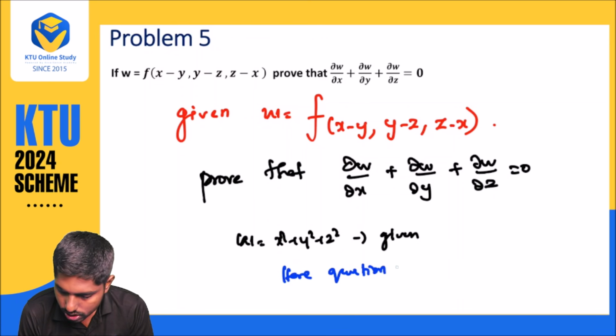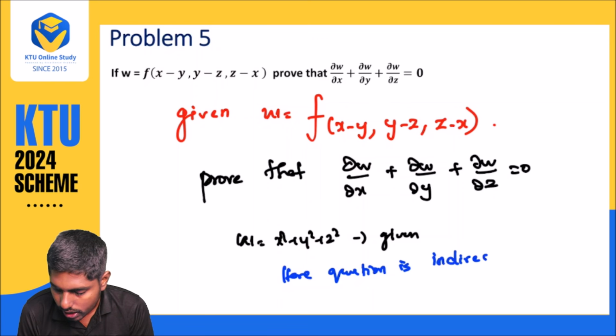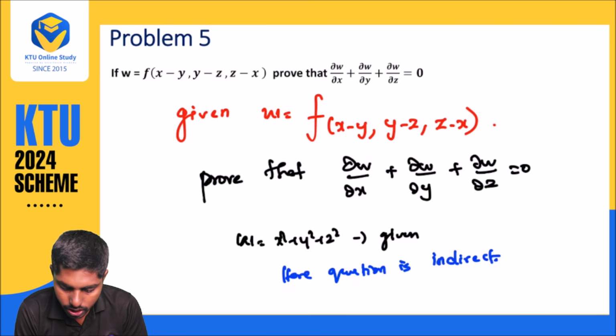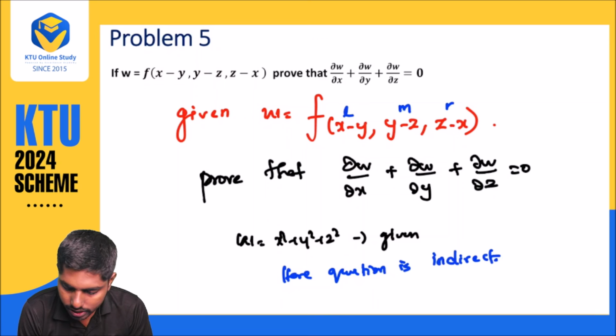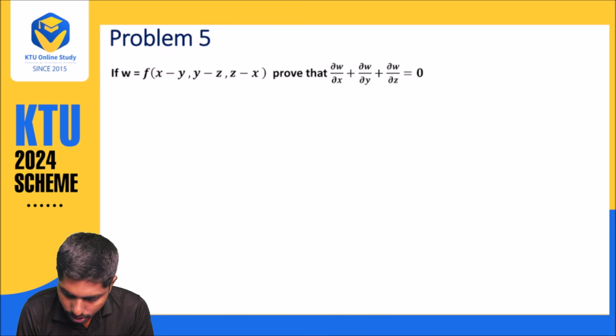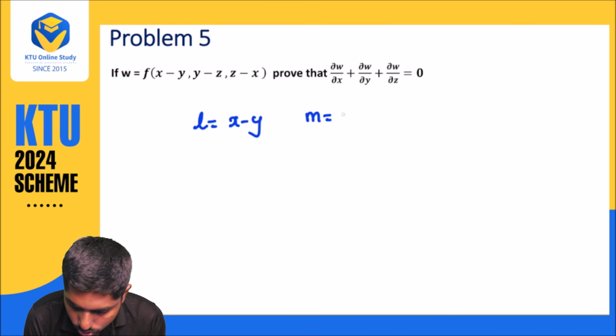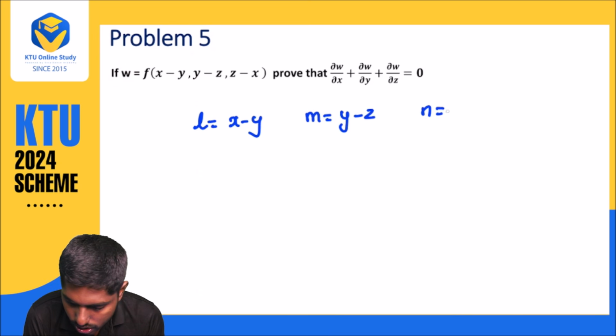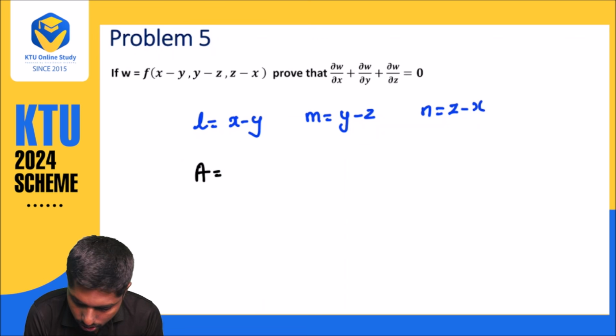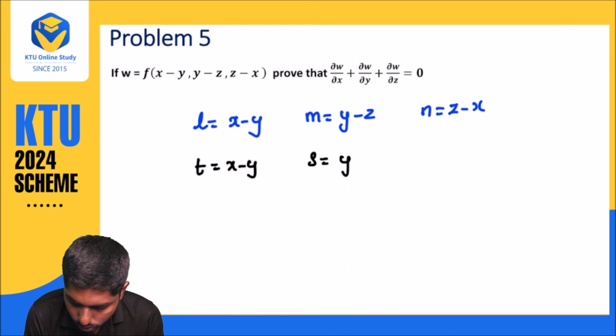The question is indirectly giving the answers. That means we can take these values as l, m and n. I am going to take l equal to x minus y, m equal to y minus z, and n equal to z minus x. You can also take any value, like t equal to x minus y, and so on, like this. Any value you can take.